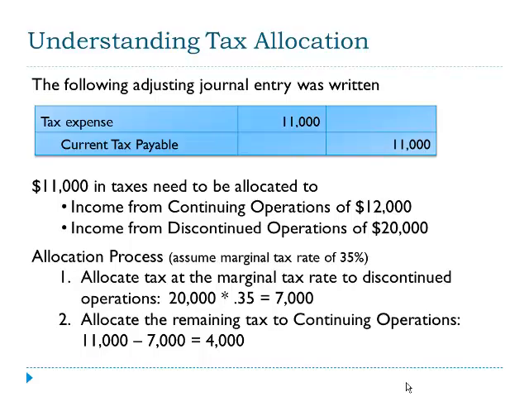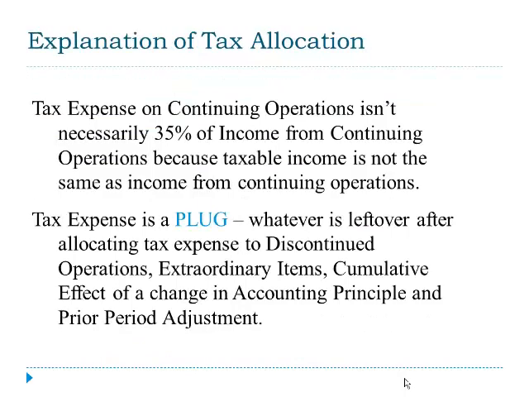The following adjusting journal entry would be written: tax expense, current tax payable. The $11,000 in taxes need to be allocated to income from continuing operations of $12,000 and income from discontinued operations of $20,000. The allocation process is based on the marginal tax rate. So first we're going to allocate tax at the marginal tax rate to discontinued operations. That's the $20,000 times the 35% equals $7,000. Then we'll allocate the remaining tax to continuing operations. So altogether we had $11,000 in tax expense minus $7,000 allocated to discontinued operations, gives us $4,000 to be allocated to continuing operations.